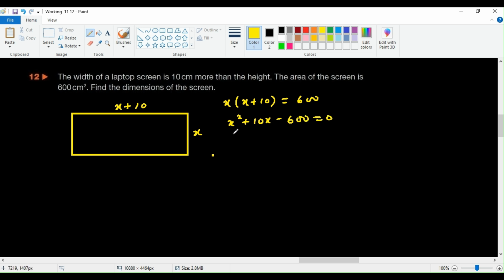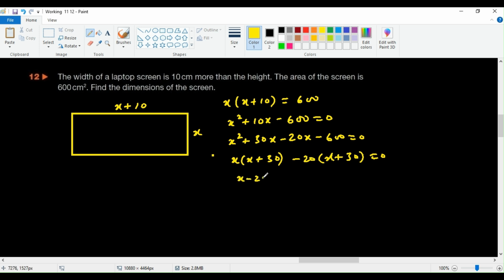Now we know very well that 20 times 30 is 600. So x squared plus 30x minus 20x minus 600 equals 0. That means x is common, x plus 30 in the first bracket, copying down once again, equals 0. Minus 20 will come here. So x minus 20 is going to be in the first bracket, and x plus 30 is going to be in another bracket. That means x minus 20 equals 0, and x plus 30 also equals 0.